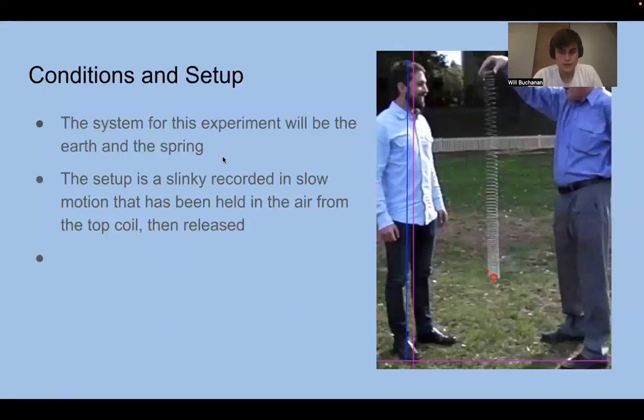For the conditions and setup, the system will be the Earth and the spring, and the setup is a slinky recorded in slow motion that has been held in the air from the top coil up here and then released down.